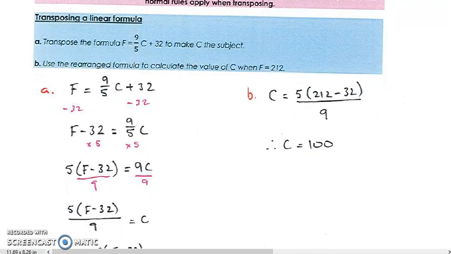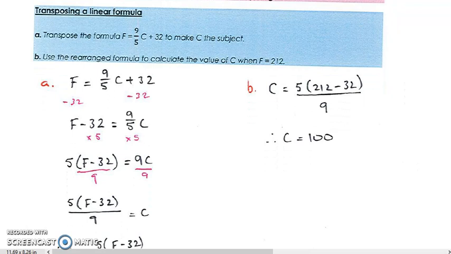So we want to be able to transpose the formula F is equal to 9 over 5 C plus 32, and we want to make C the subject itself. When we say C the subject, we want to rearrange this so we can have a line that says C equals yada yada yada. So with the first one, we're going to write out the actual equation itself. F is equal to 9 over 5 C plus 32.